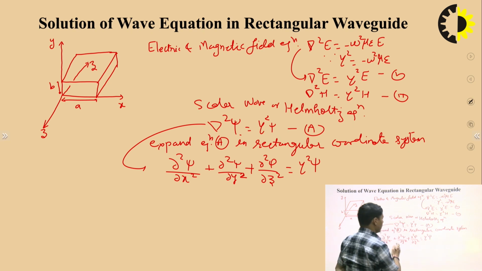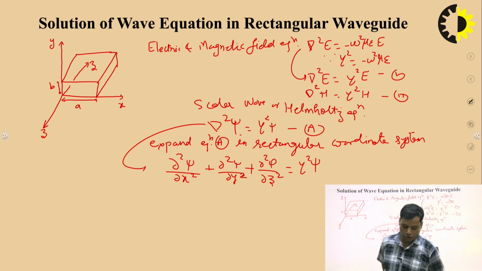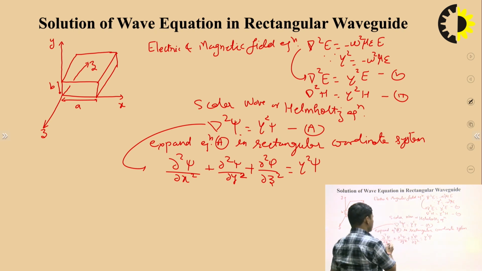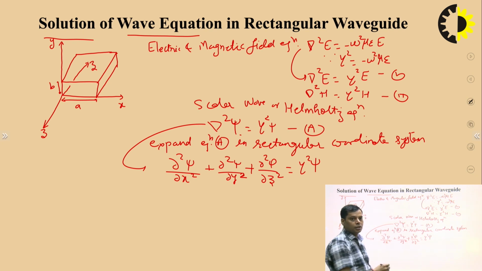This is a second order equation, and we can solve it with the help of the method of separation of variables. We want the solution for this psi, which will be the solution of the wave equation, our topic. We are interested in finding the value of this psi variable, which satisfies the value for E as well as for H. We can solve this second order differential equation with the method of separation of variables.